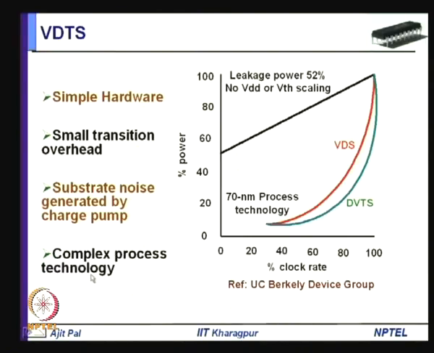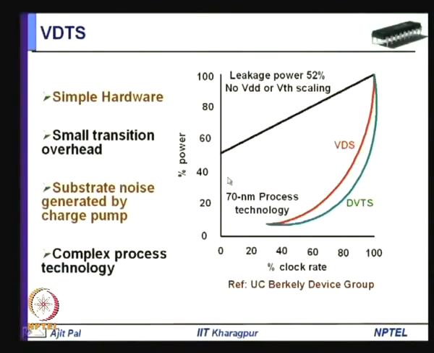As we have already seen, whenever you are using multiple threshold voltages, then not only the substrates and the wells are to be separated to apply the different supply voltages. You will require additional hardware to apply the different body bias voltages, and you have to use triple well technology. Triple well technology is definitely a very complex process technology, and that is the price you have to pay to reduce the leakage power by using dynamic threshold voltage scaling.